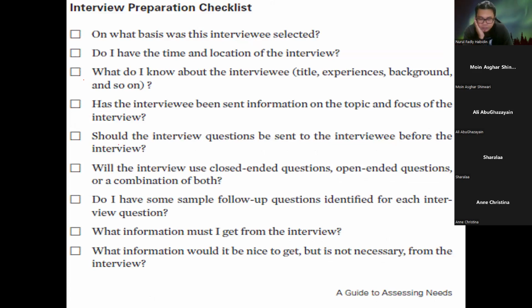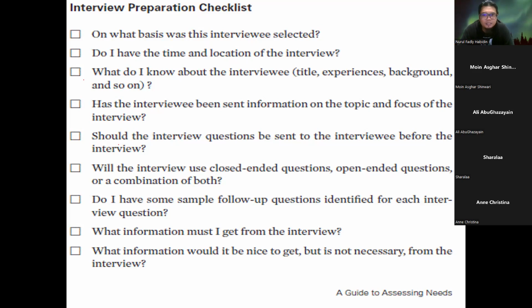Okay, so this is also important when you prepare your protocol and your interview set. So we need to have a checklist also. On what basis was the interviewee selected? Do I have time to locate the interview? You should discuss with your participant about place, time, day. So you need to have very good communication to confirm that by next Monday we have the meeting to conduct the interview. Okay, so you need to have very good communication and set the specific time, date, and others. Okay.